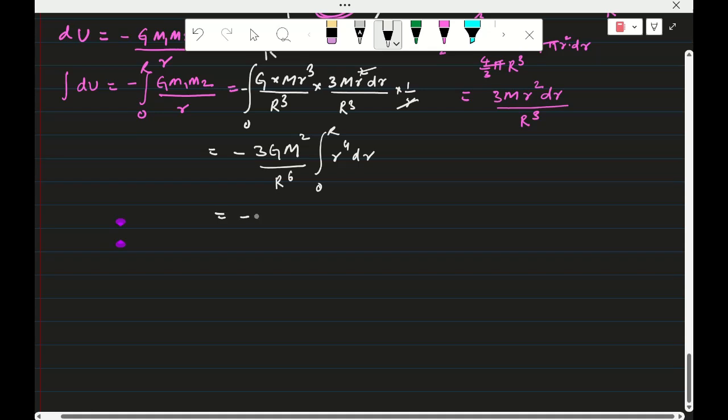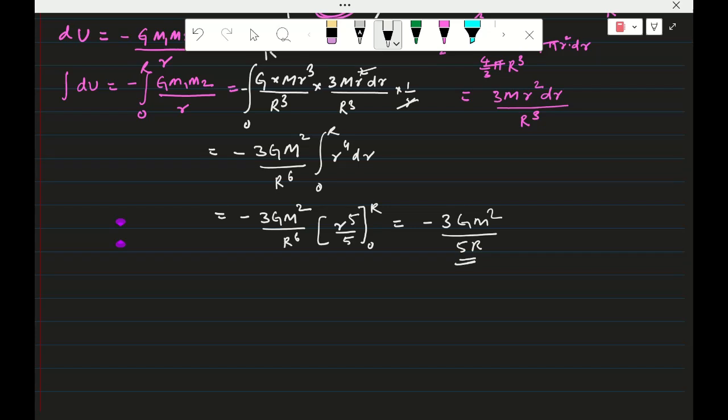So that is equal to minus 3 G M square by R power 6 into r power 5 by 5, from 0 to R. So that equals minus 3 G M square by 5R. This is the self energy of a shell, meaning a spherical shell only. So this is the self energy of a spherical shell, not of the earth.